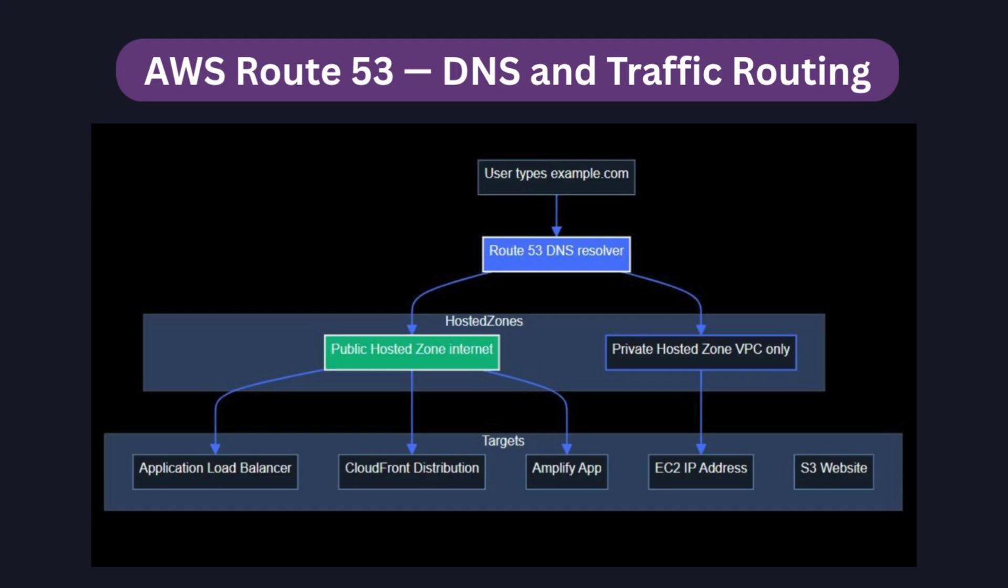Route 53 is AWS's DNS service that converts domain names into IP addresses. A hosted zone is a container that holds DNS records for a domain. Public hosted zones are used for internet applications, while private hosted zones are used for internal service discovery inside VPCs. Route 53 also provides health checks, domain registration, and advanced routing policies that go beyond basic DNS functionality.